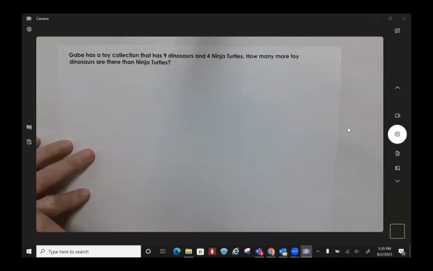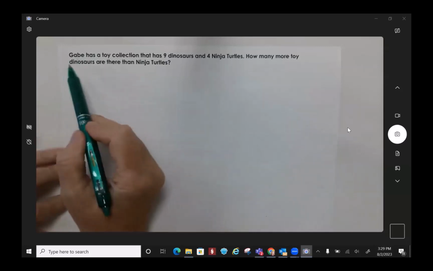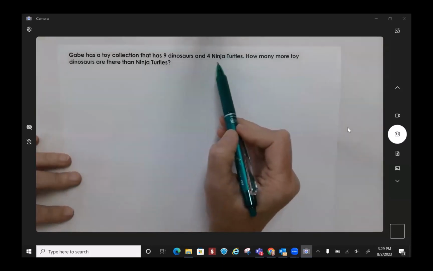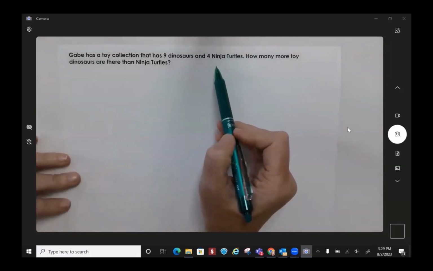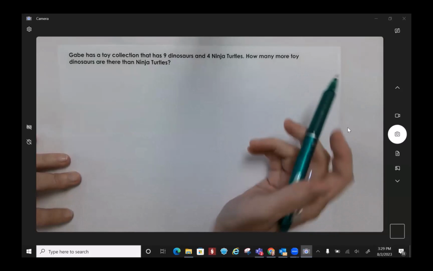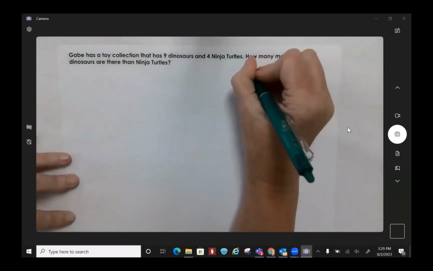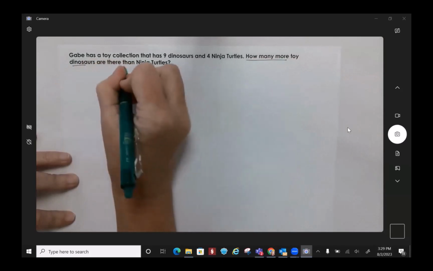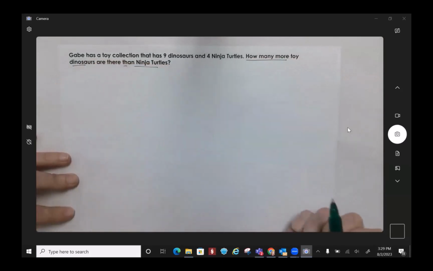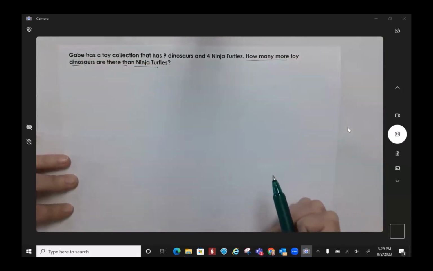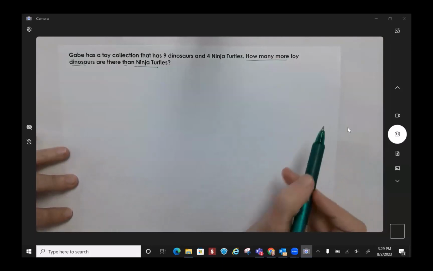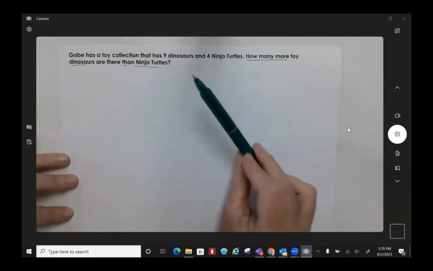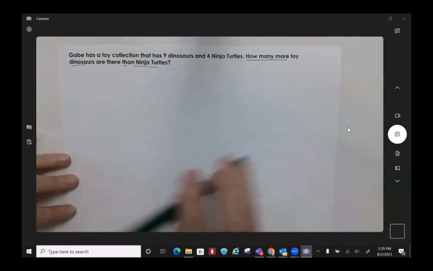So in my math movie in my mind, I can see Gabe, and I see Gabe has some dinosaurs, and he has some Ninja Turtles. And I am trying to figure out how many more dinosaurs than Ninja Turtles Gabe has. So it sounds like I'm going to be comparing the number of dinosaurs to the number of Ninja Turtles and figuring out the difference between them.